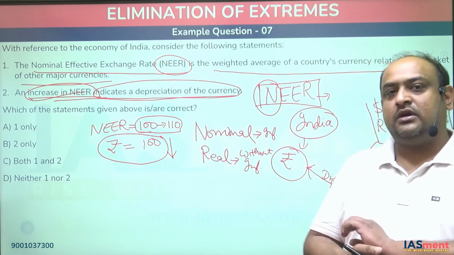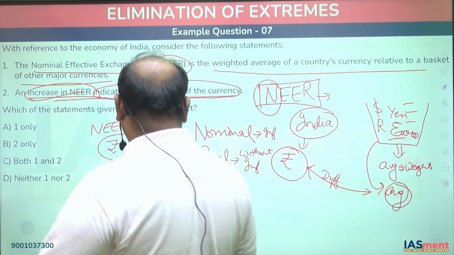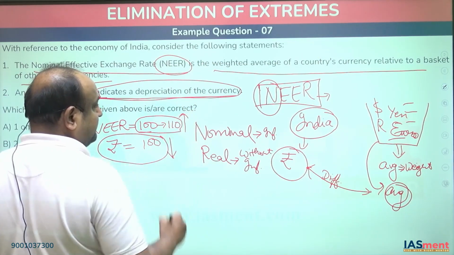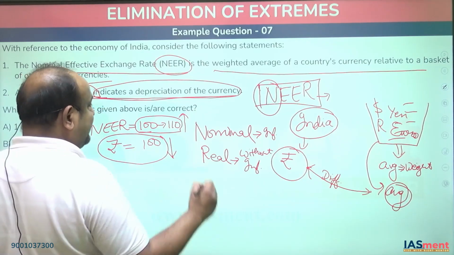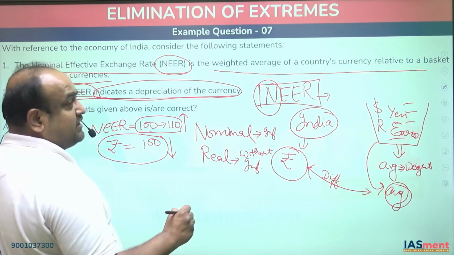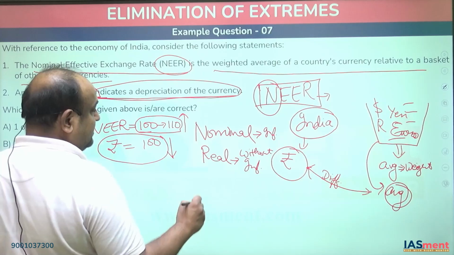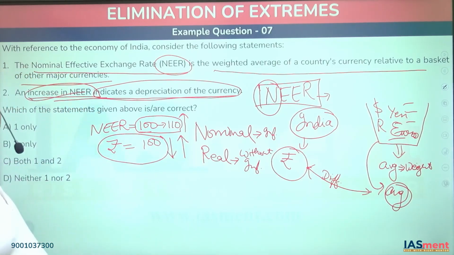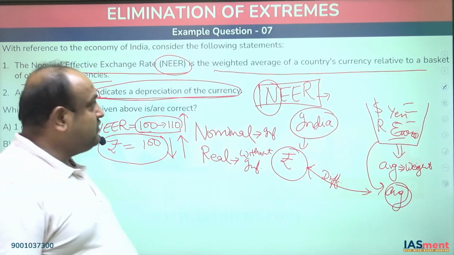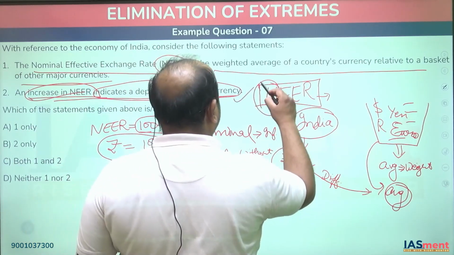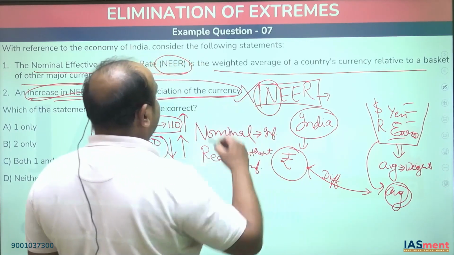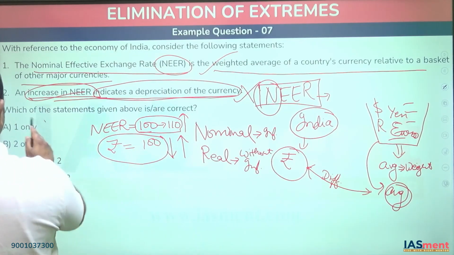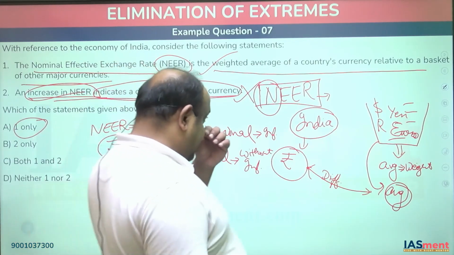Now, see, when NEER increases, it does not imply that the currency is depreciating. It implies that the currency is appreciating. So statement 2 is wrong and 1 is right. According to me, the answer should be 1 only. Let's see.